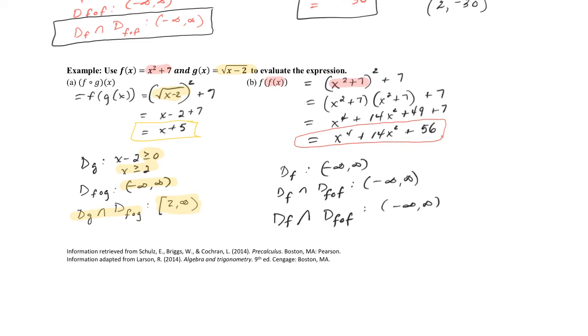Look at the domain. We're going to look at the domain of the inside, which in this case is the domain of f, negative infinity to infinity, since it's a polynomial. Sorry, I've got a mistake here. I'll fix this. Then we're going to look at the domain of the newly composed function, which is the domain of f composed with f. That's negative infinity to infinity. And then finally, your final answer is the intersection of those two, which is negative infinity to infinity.